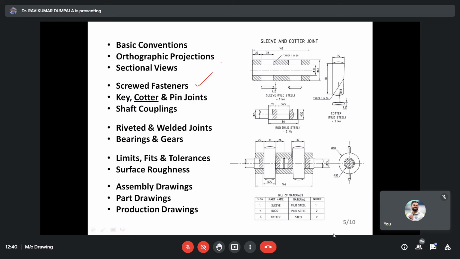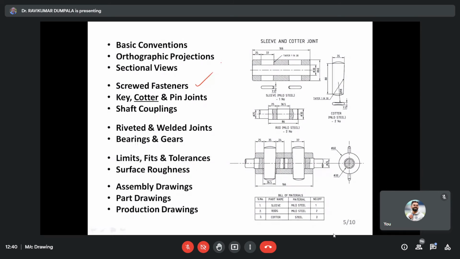Again, you'll be studying different joints also: key, cotter, and pin joints. And shaft couplings: two shafts are there, how to couple them, the coupling configuration. Those elements we are also going to discuss. We don't discuss much, you only have to draw, so there's not much discussion. But wherever there is something important where you make common mistakes, I'll point those things out.